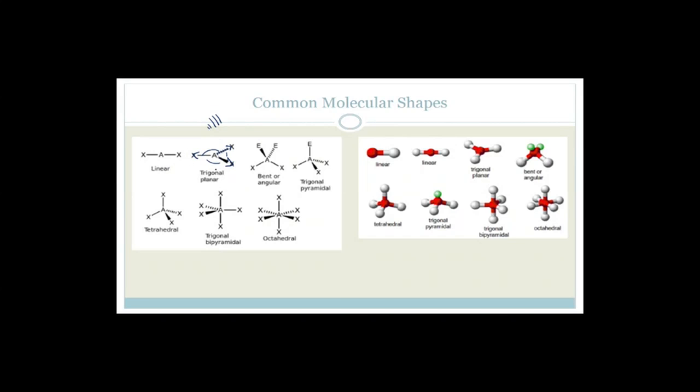Okay, so we've got bent or angular, trigonal pyramidal, tetrahedral, trigonal bipyramidal, and octahedral. I haven't ever really heard us using that one. Now let's have a look at them if they were drawn as shapes. A linear can either be two atoms like I have shown you, or it can be linear like I showed you with carbon double bonded to two oxygens. Trigonal planar means that all three atoms are joined together in the same plane. Bent or angular is, for example, water. Tetrahedral, I'm thinking methane, trigonal bipyramidal, and octahedral.